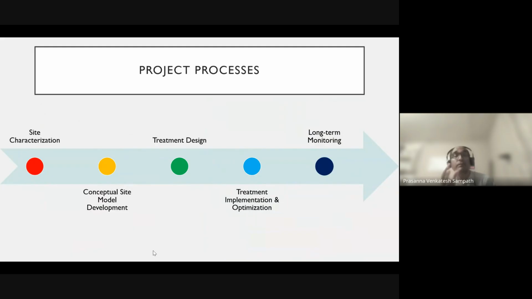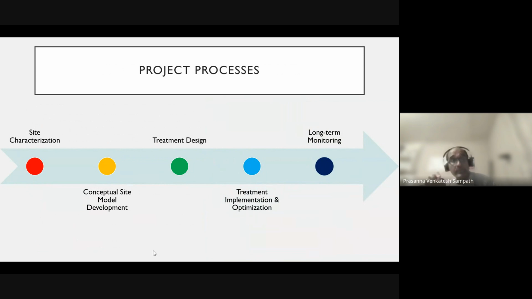And then you implement. So up to this point, you've not started doing anything. These first three steps themselves take a lot of time, a lot of effort, and a lot of money to understand the site, to come up with a conceptual model of how to treat it, and then, depending on the nature of the contaminant, what kind of treatment approaches have to be used. Once all of that is done, then you start into the implementation and the optimization of the actual treatment itself.